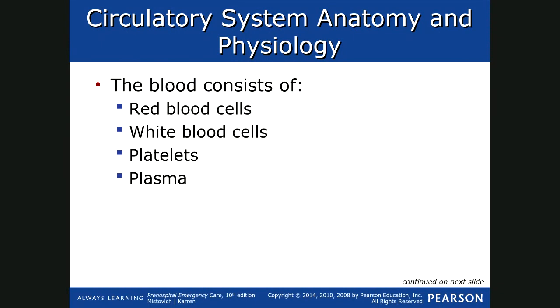Their big function is to fight off infection. Platelets are also known as thrombocytes, and their big key role is to help clot blood. Those three, the red blood cells, white blood cells, and platelets, are called the formed elements of the blood. The plasma is just the water that is circulating these formed elements throughout the vessels and to their specific organs.